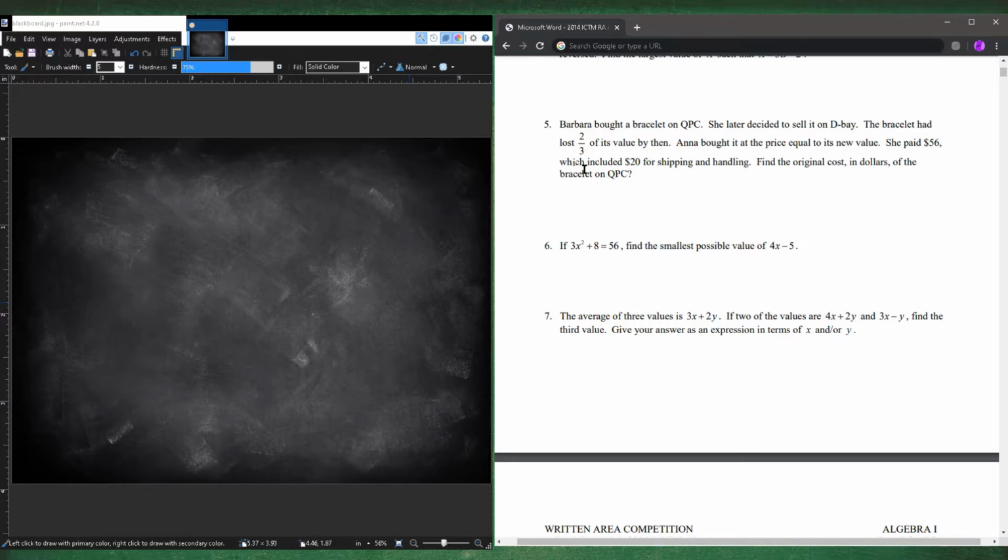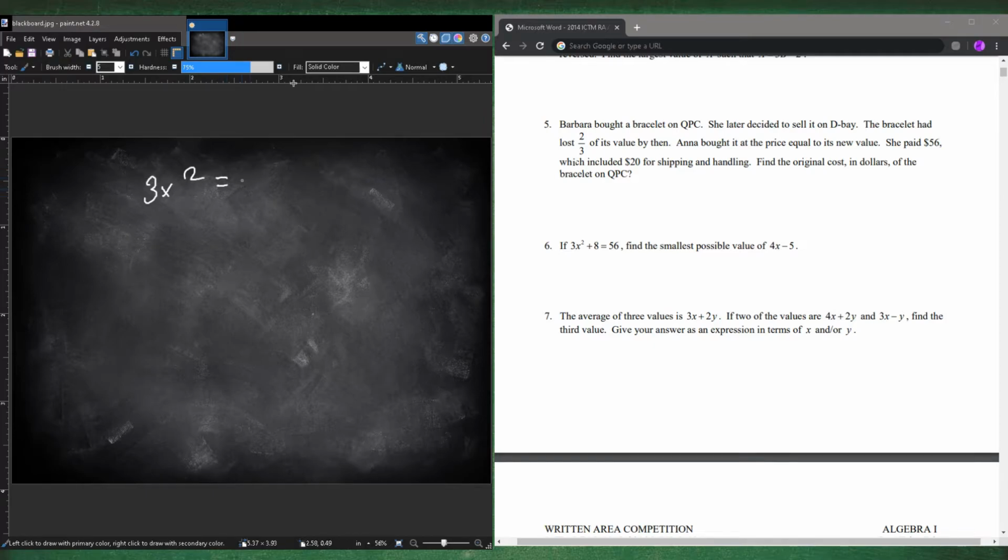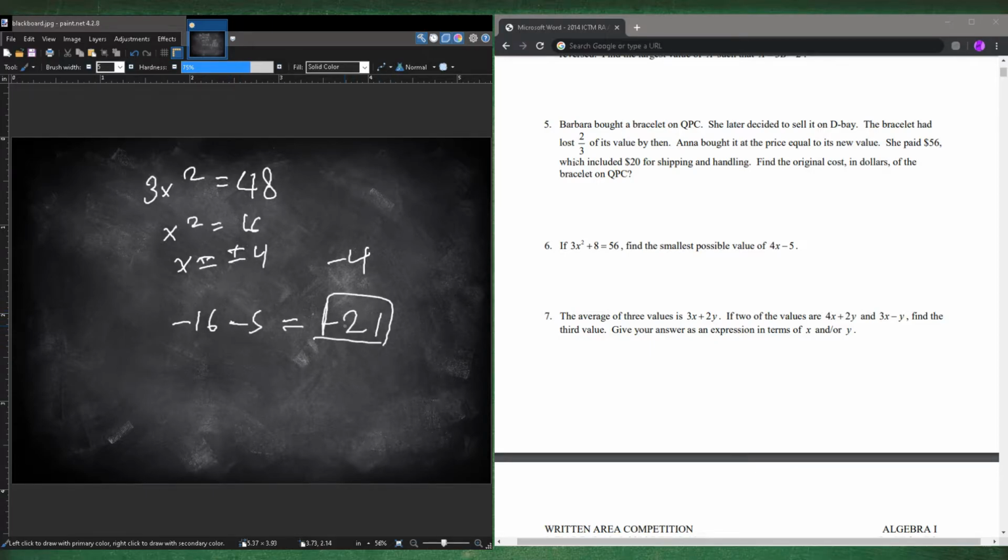Number 6: if 3x squared plus 8 is equal to 56, find the smallest possible value of 4x minus 5. So 3x squared is equal to 48. So x squared is equal to 16. So x is equal to plus or minus 4. If you want the smallest, that means you have to use -4 and not +4. So -4 times 4 is -16, minus that 5 is equal to -21. So number 6 is -21.